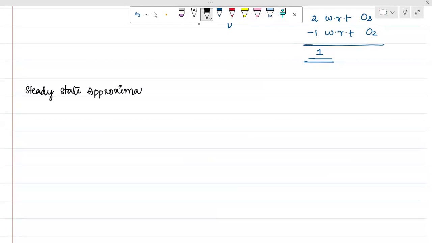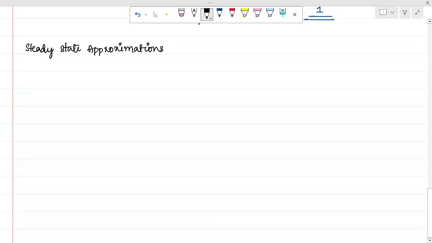Before going into the steady state approximations, I would like to discuss certain forms of graphs. Only a particular category of reactions can be used for steady state approximations. And what are those? Let's see.